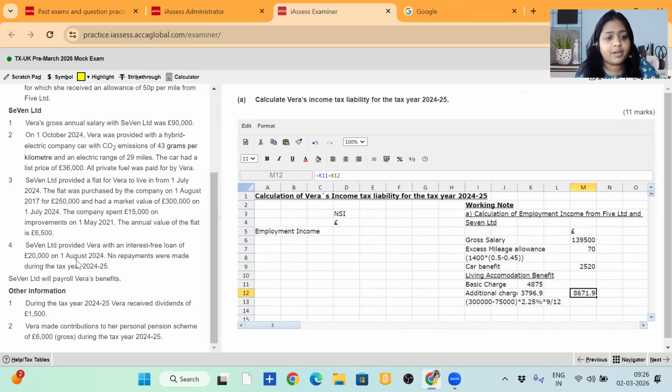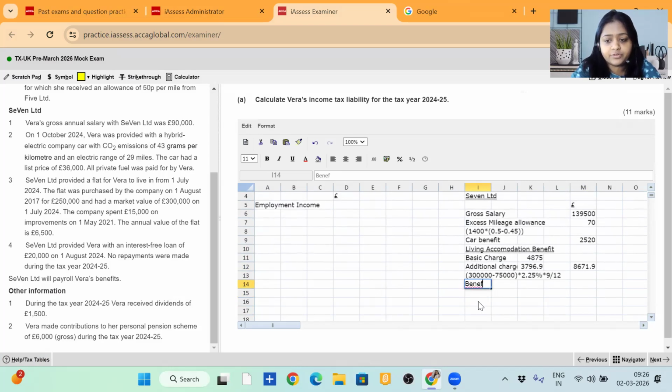Now 7 Limited provided Vera with an interest-free loan. So I will write here beneficial loan benefit. Okay, now 7 Limited provided Vera with an interest-free loan of 20,000 on 1st August 24. No repayments were made. So this is the average loan only. You will just simply multiply this with the official rate of interest, which is 2.25%, because the entire amount will be the benefit then. So here you are getting 450, right?